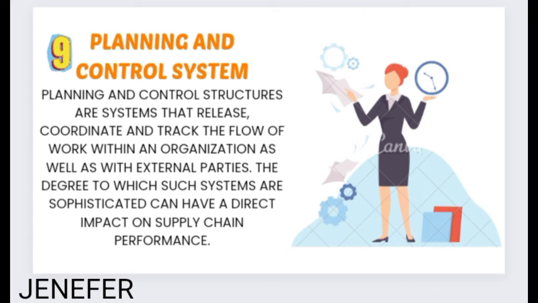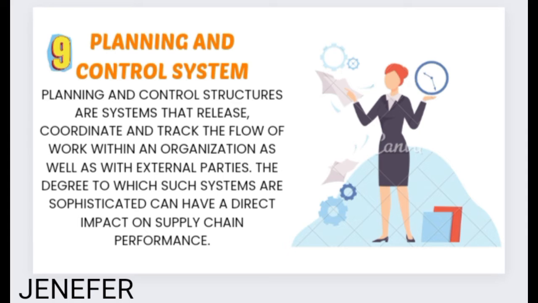So, planning and control systems are crucial in supply chain management as they help coordinate and track the flow of work within an organization and with external parties. The degree of sophistication of the system can directly impact supply chain performance. In short, planning and control systems release, coordinate, and track the flow of work to ensure efficient operation. This includes managing resources, schedules, and processes.